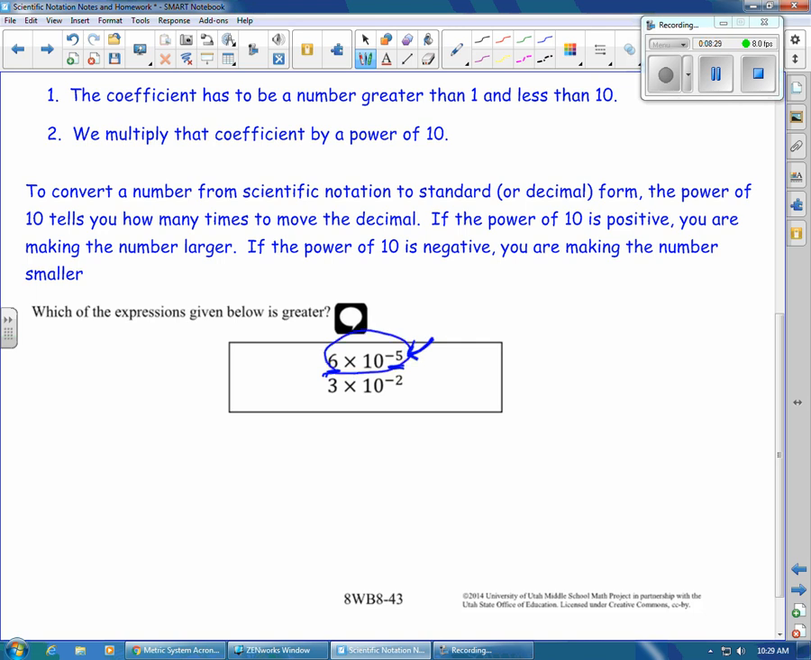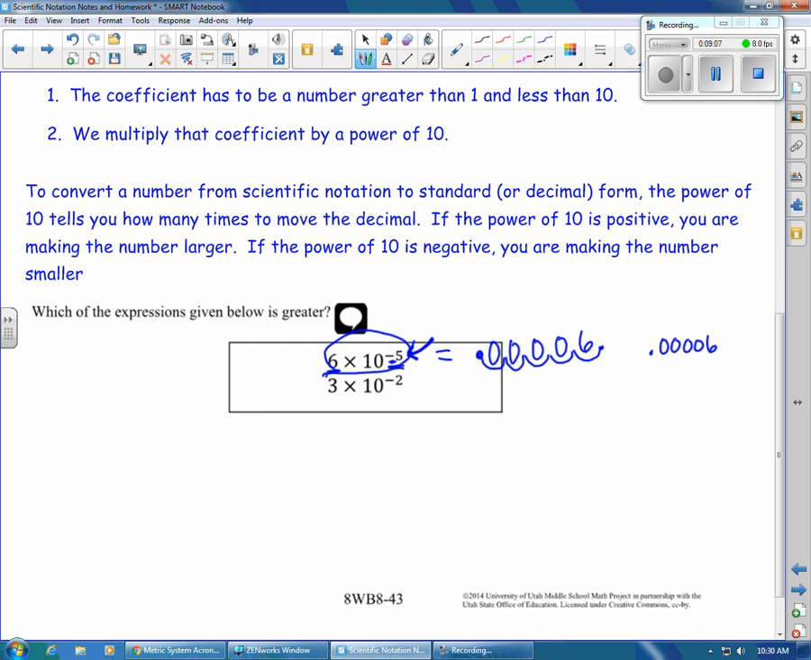Let's go ahead and put it into standard form. So I've got 6. My decimal is here, and it's multiplied by a power of 10 to the -5th. So I know I'm going to be creating a smaller number. So I'm going to move it 1, 2, 3, 4, 5 times. My decimal ends up there. So this first number in standard form is a decimal and then 4 zeros and then the 6.